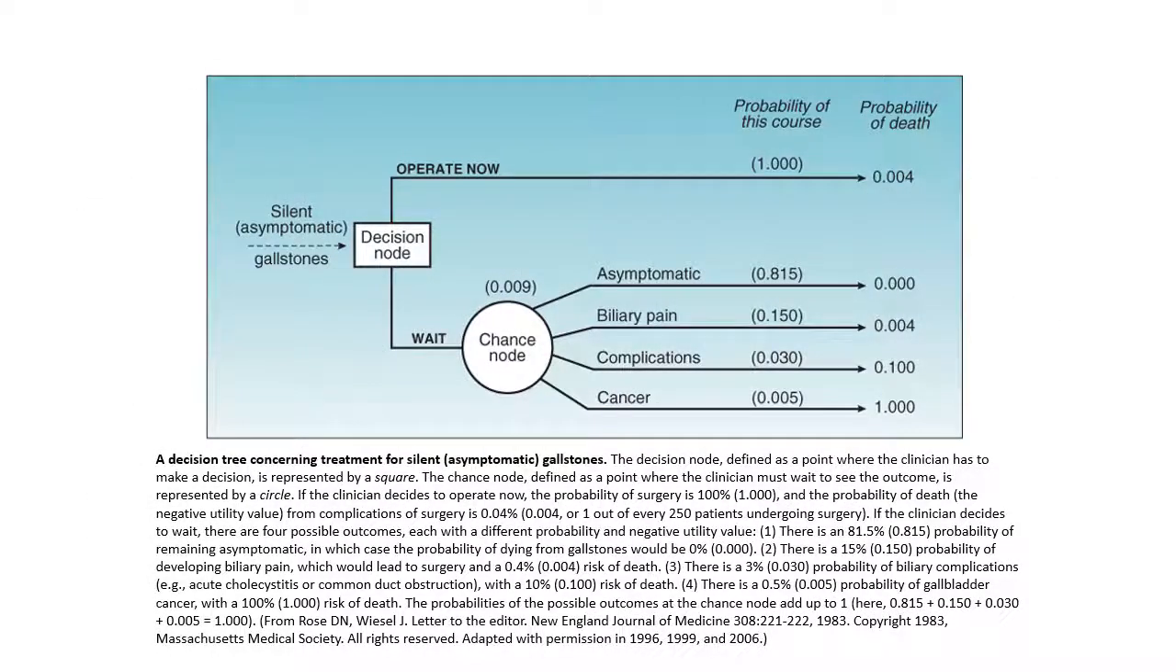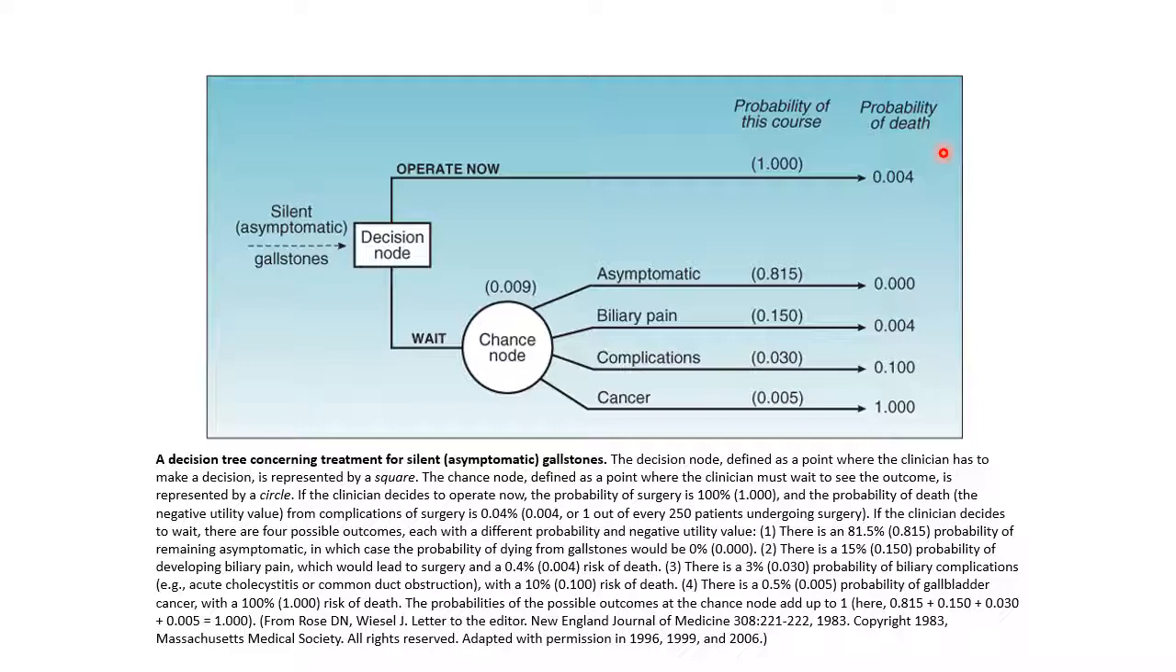So here's the tree, and basically here's our decision node. You say, okay, do we want to operate now, or do we want to wait and see what happens? With operate now, we're going to send them to surgery. What are the chances that they're actually going to have surgery? It's 100% because I said, yeah, they're going to go to surgery, right? So we say, okay, that's it.